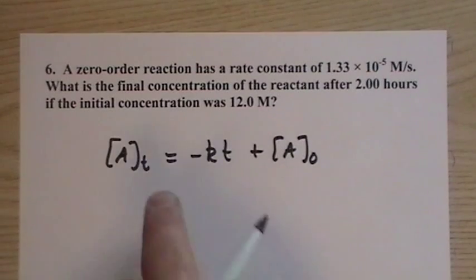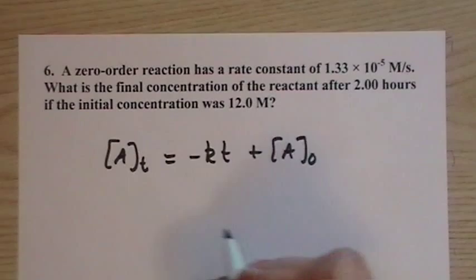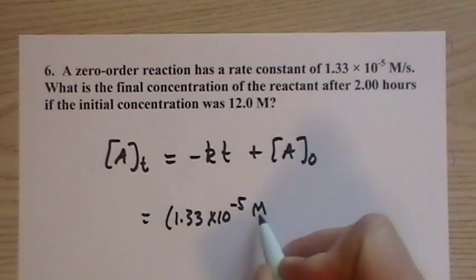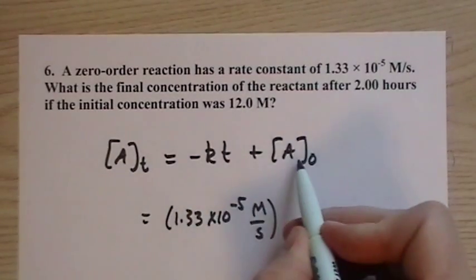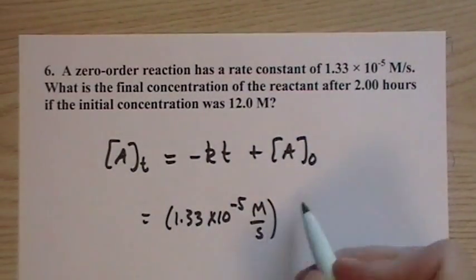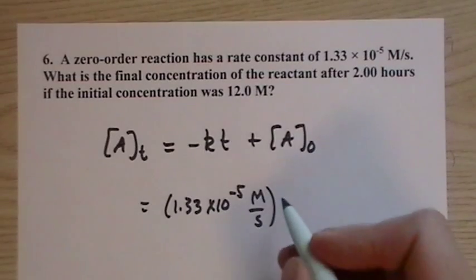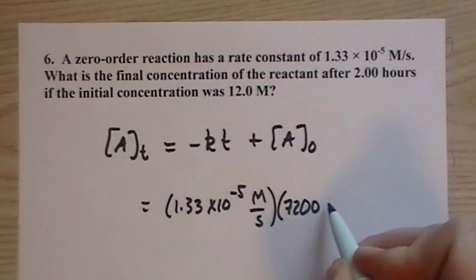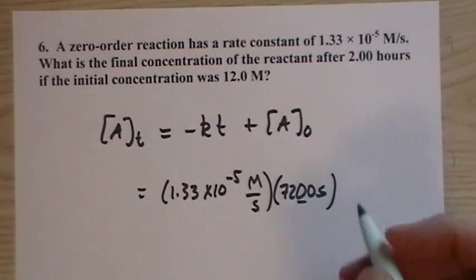So we have a zero order reaction. You need to know that that's what this equation uses, this zero order integrated rate law. The rate constant is 1.33 times 10 to the minus 5 molars per second. Those are different units, but notice that this is molars, this is molars, and time is seconds, so those seconds will cancel. That's the correct units for the rate constant for a zero order reaction. 2 hours, that's 7,200 seconds. And actually it's just 3 significant figures because we only had 2.00 hours, but we'll leave it like that.